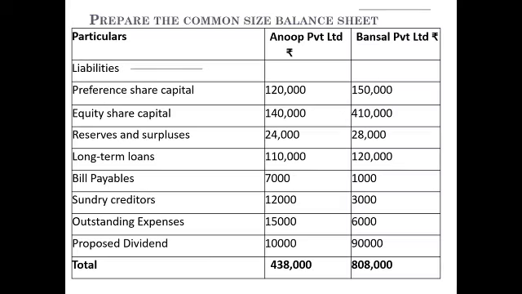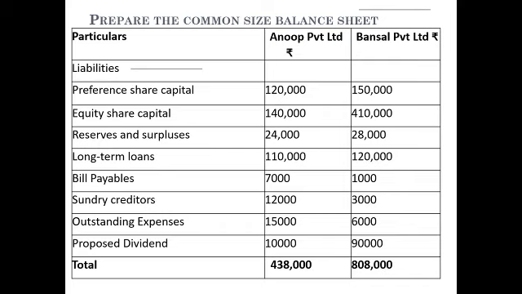So directly we'll go to an illustration. Prepare the common size balance sheet of Anup Limited and Bansal Limited from the given information. So the given set of information is with respect to the two companies. The liabilities will be given like this: preference share capital, equity, reserve, long-term loan, bills payable, creditors, outstanding expenses, and proposed dividend.